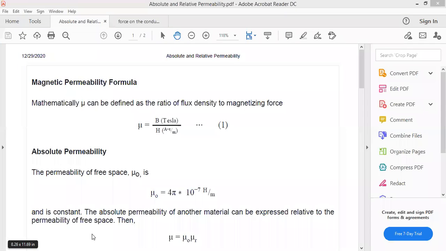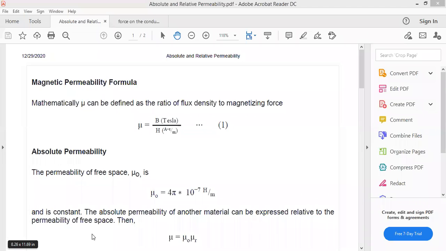Ability of a material to allow magnetic lines of force to pass through it, that is, to allow magnetic energy to pass through it. Which material will allow maximum magnetic energy? Tell me, all of you. Iron and steel. Okay, silicon steel. Nowadays we are using silicon steel. Okay, we'll come to that point.